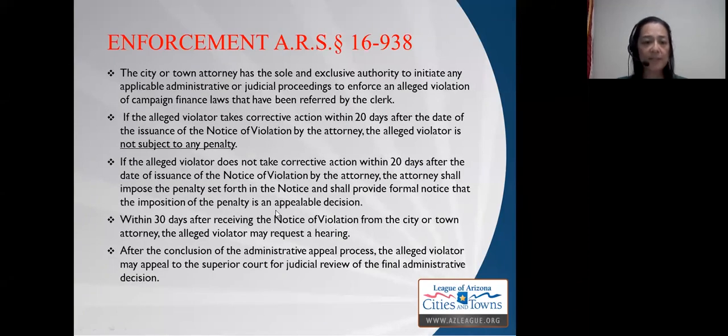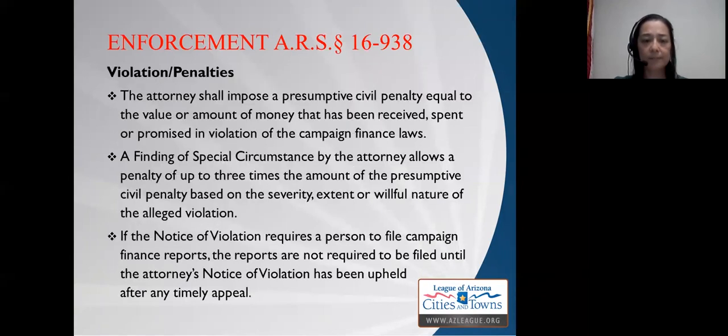For enforcement, this just walks through the steps. I won't go through too much of this, but this is essentially the notice of violation process and the ability for the party to appeal. And you really can't require any reports or anything until they've been able to go through that entire appeal process.